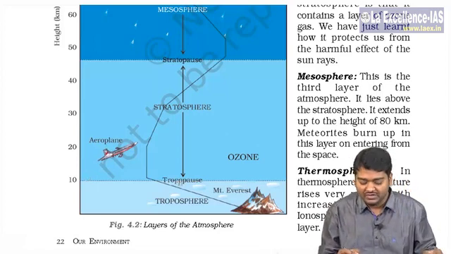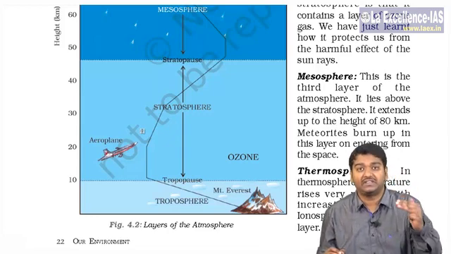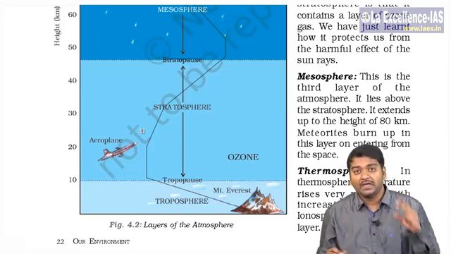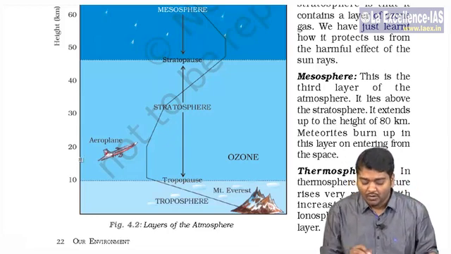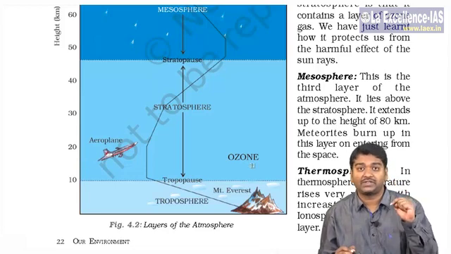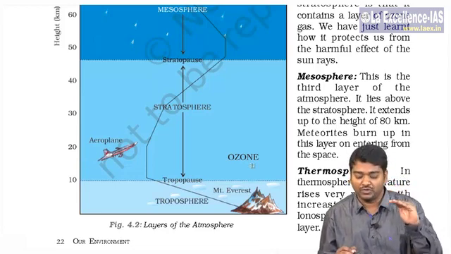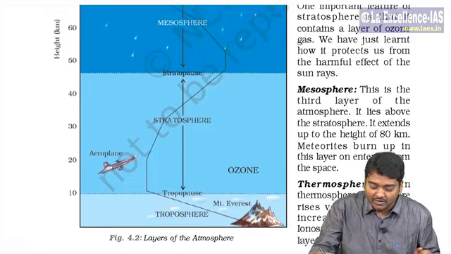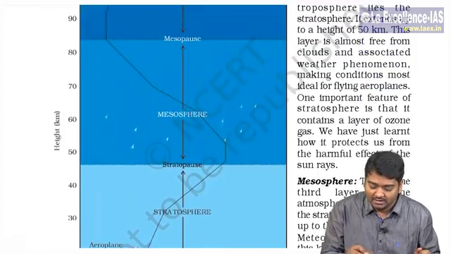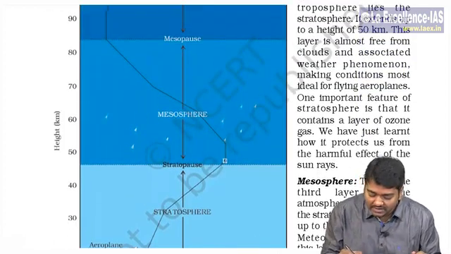3 factors: with increasing height, temperature increases in the stratosphere. Second important factor, ozone is present. Third, clouds are absent, so aircraft usually move in this region. Then when we look at the other layer, that is the mesosphere, can you see?